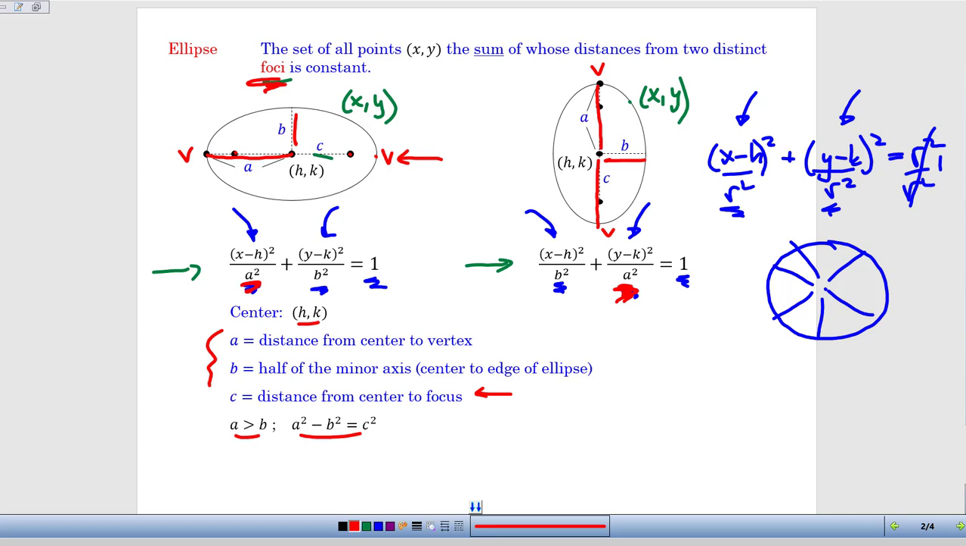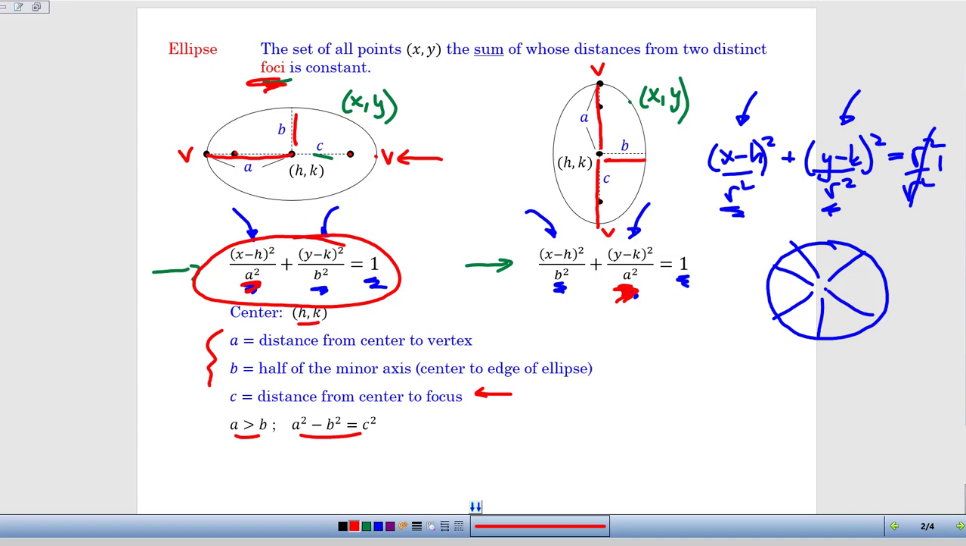So in order to figure out where those foci are located, what that distance c is, we can't just pick it out from the equation. If we look in the equation, we can see what h and k are, so we can find the center. We can find what a and b are, so we can figure out what the horizontal and vertical distances from the center we travel are. But in order to figure out what c is, in order to figure out where those foci are located, we're going to have to use this little mini equation.